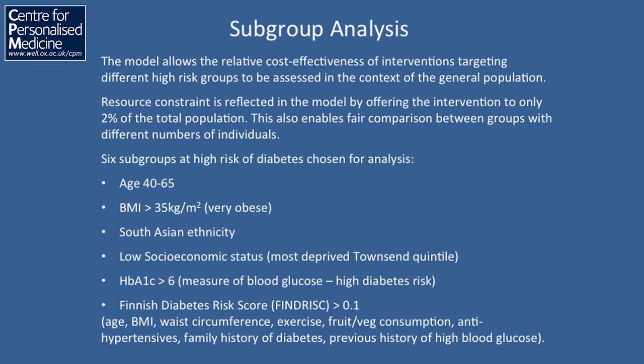and Finnish Diabetes Risk Score, which is known as FIND-RISK, and it's based on a series of different diabetes risk factors greater than 0.1. And obviously all of these have different proportions in the population, so to standardise it, we've chosen just to allocate this to 2% of the total population, which will also reflect resource constraint.